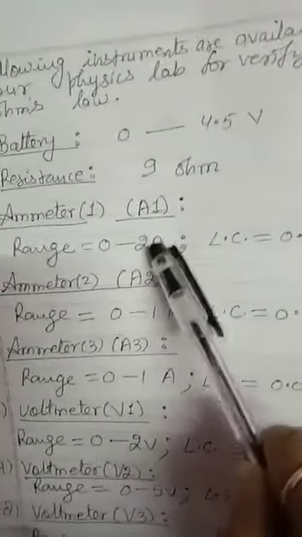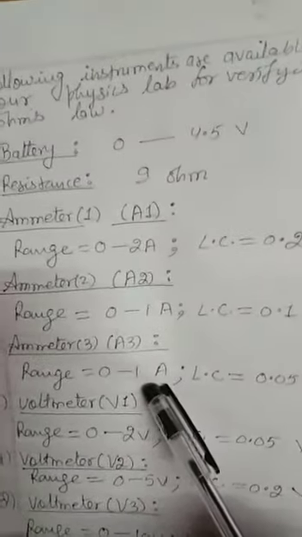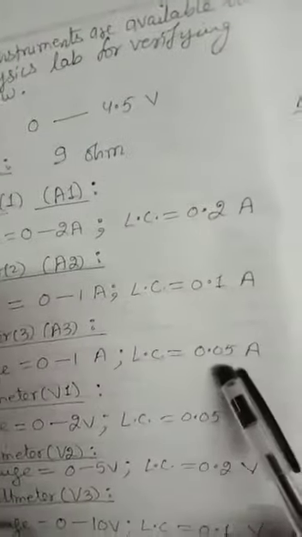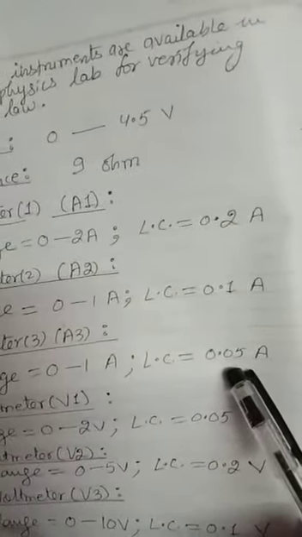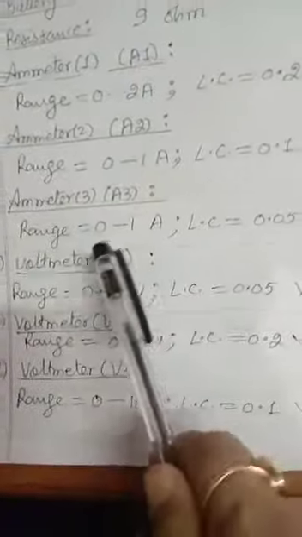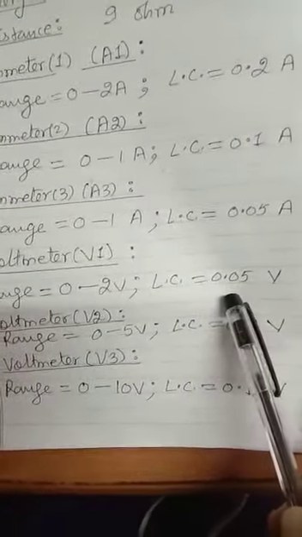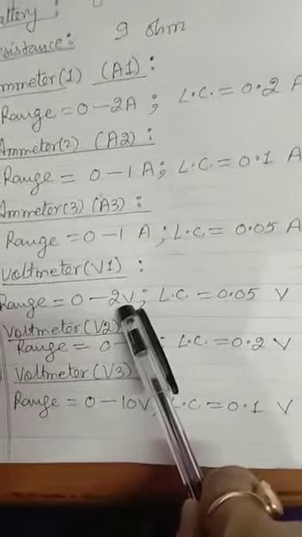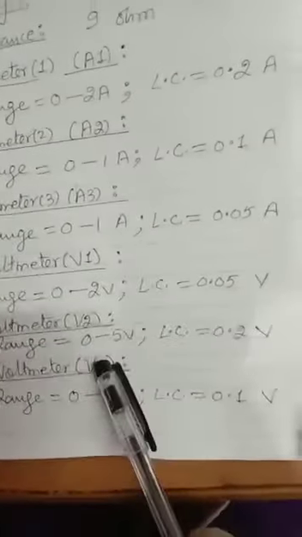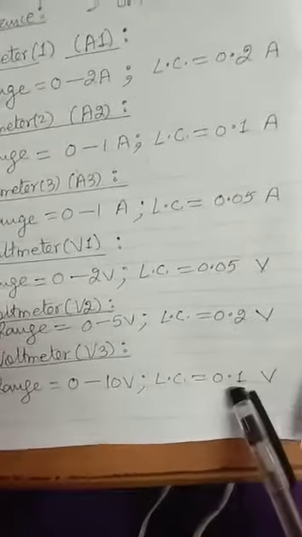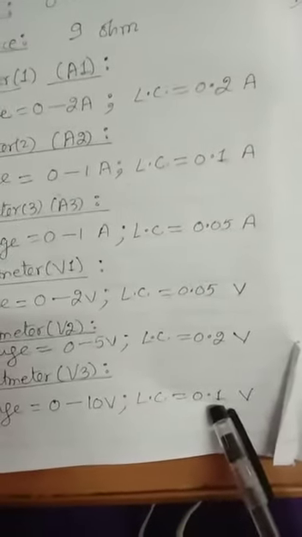The ranges are 0 to 2, 0 to 1, 0 to 1, which can be measured by all 3 ammeters. So now we look for the minimum least count, which is for the third one. So we prefer A3 because its least count is minimum. Now, for the voltmeter, we know the maximum voltage is 4.5. This one is 0 to 2. Maybe its least count is minimum, but we outrightly reject it because it cannot measure 4.5 volt. The remaining 2 can measure 4.5, so now we see the minimum least count, that is this one. So we will prefer A3 and B3.